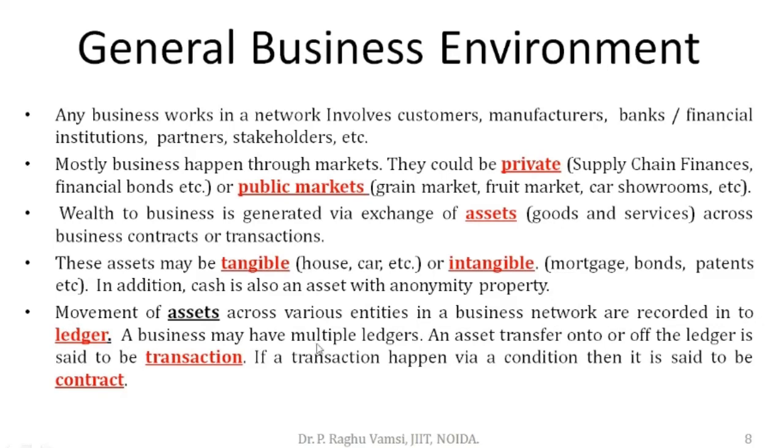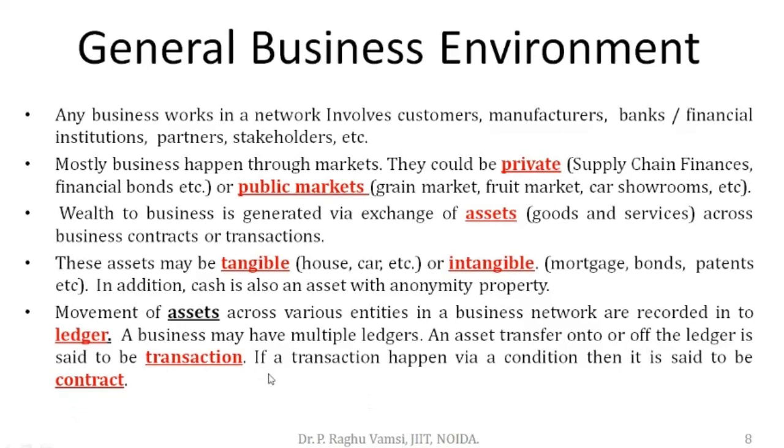A business may have multiple ledgers. They may maintain a register for incoming items, a register for outgoing items, and a register for other services they provide. Like that, a business may have multiple ledgers. An asset transfer onto or off the ledger is called a transaction.